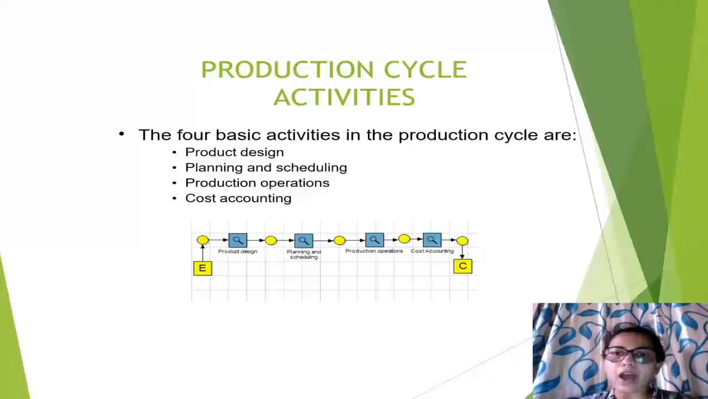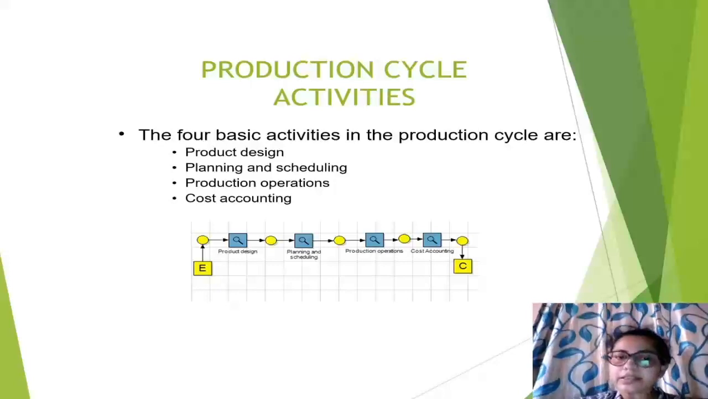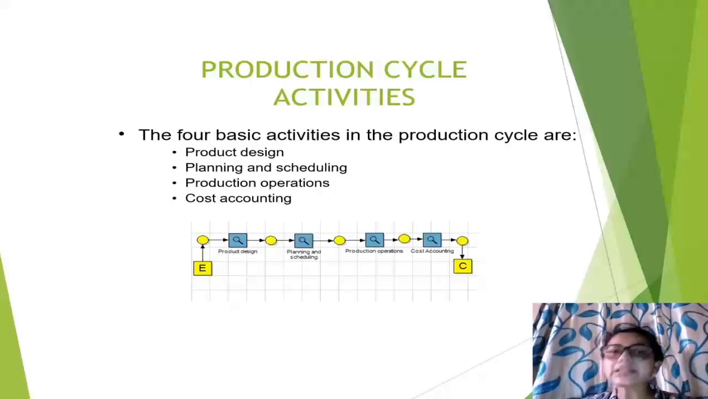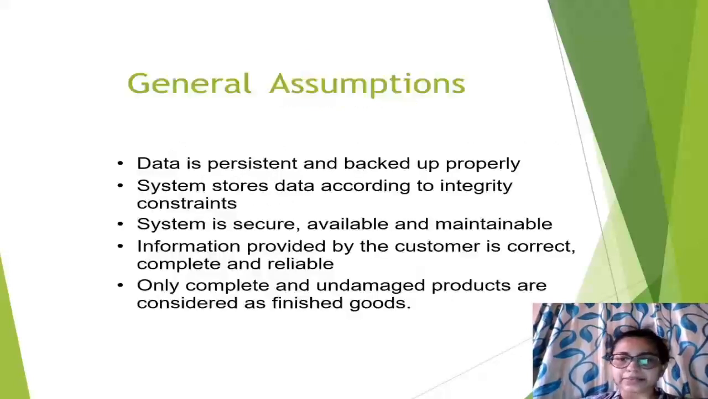So furniture design, how it will be made, the product design is required. They need to make the proper planning and scheduling, doing the scheduling to finish the product on time. Then production operation is required, meaning the process, the production is going on. Then the cost accounting means everything, the fixed cost, the variable cost, to make that final goods, the unfinished and undamaged goods, all the amounts you need to take into account. This is the model of the production cycle activities, where product design, planning and scheduling, production operations, and cost accounting are in. Now, next slide.